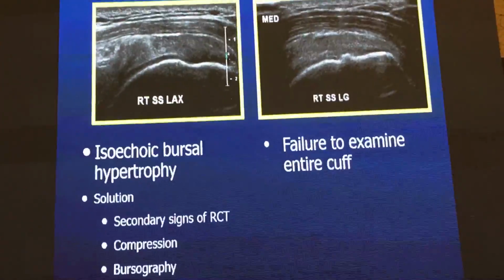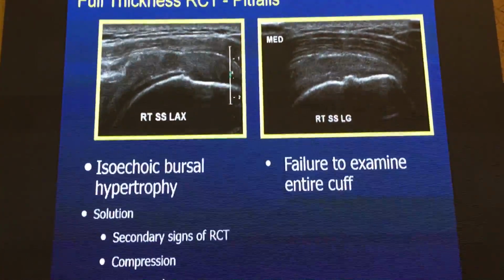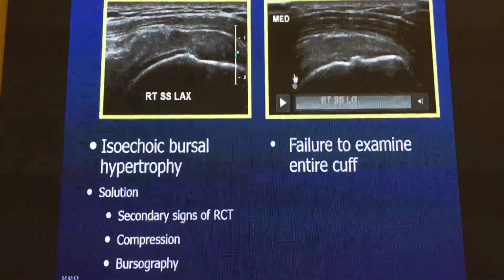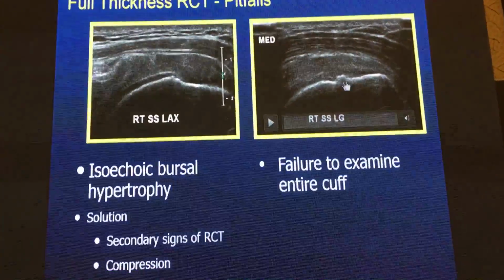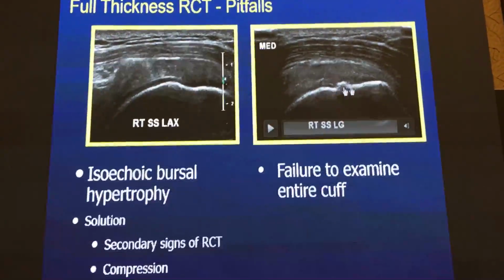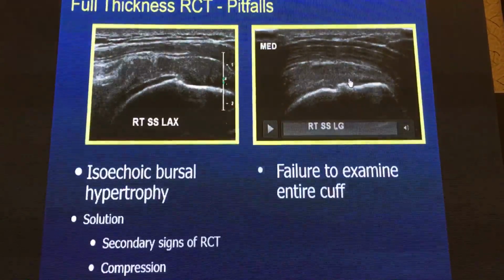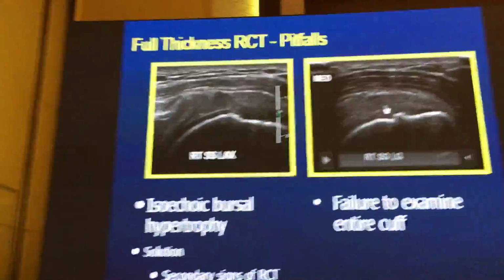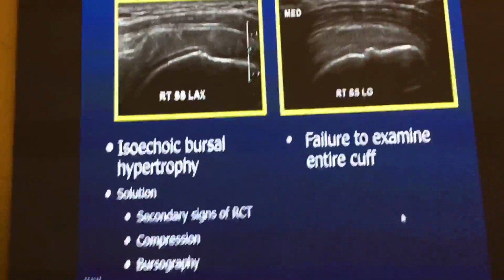The other thing is looking to see if they have a tear, and you only look at one area of the rotator cuff. So in this case, here's supraspinatus coming out around, here's attaching to the greater tuberosity, and you can see how it looks like, well, this is a tendinopathic tendon, it's heterogeneous, it's a little hypoechoic, but it's intact.